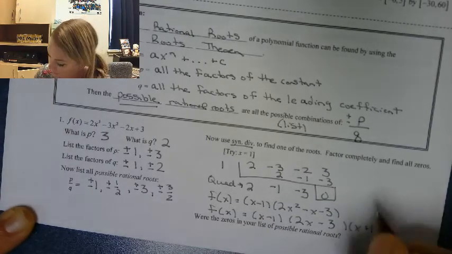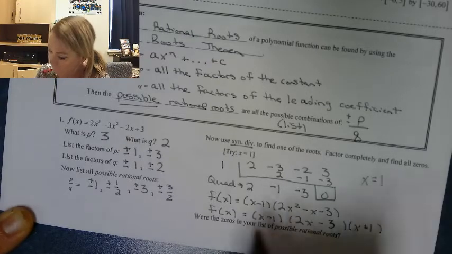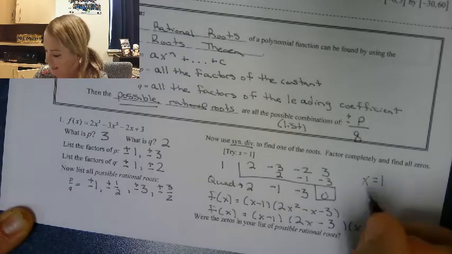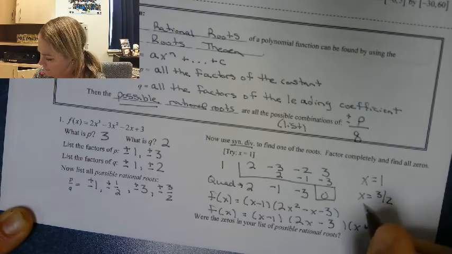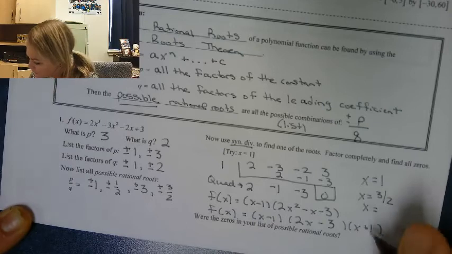So what are my zeros? They would be x equal to 1, which I found through synthetic division, x equal to 3/2, and x equal to -1.